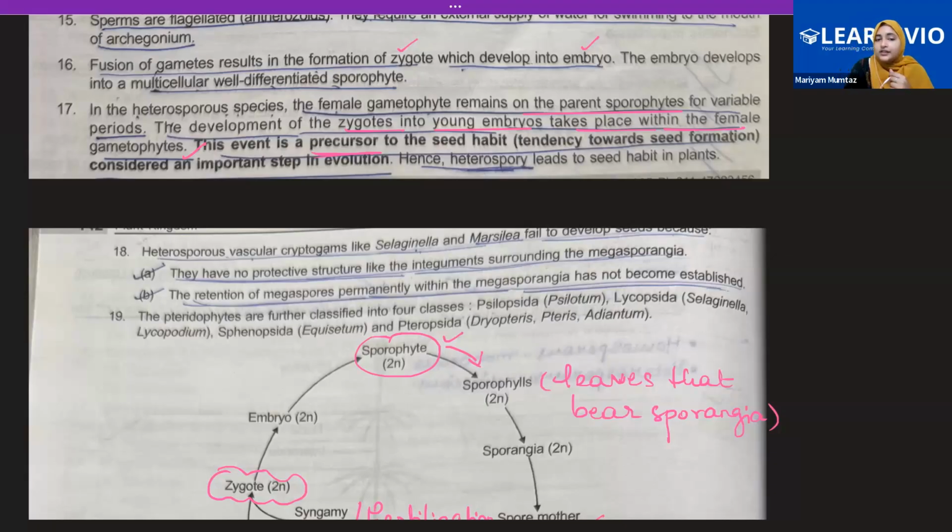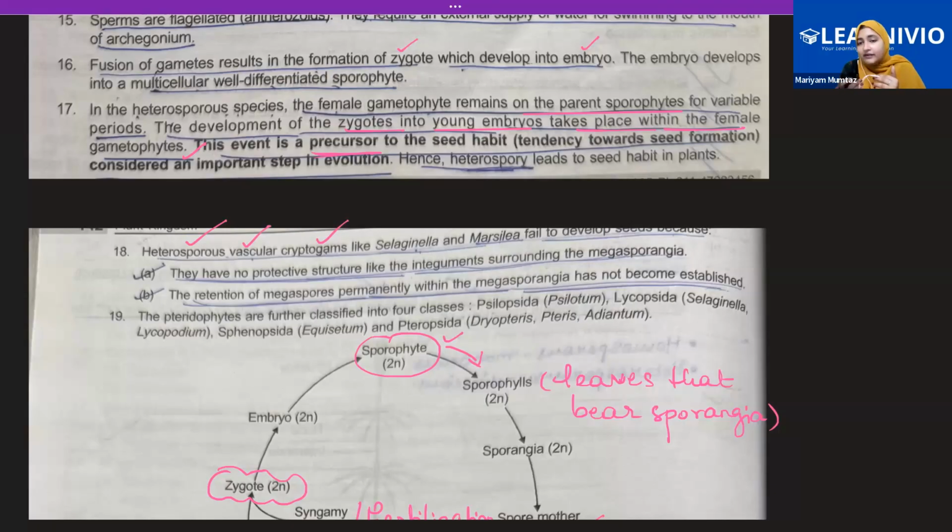Now, the heterosporous vascular cryptogams. Now, vascular means xylem and phloem are present. Heterosporous means that two types of spores are present. And cryptogams means they are smaller in size, in terms of the other plants.